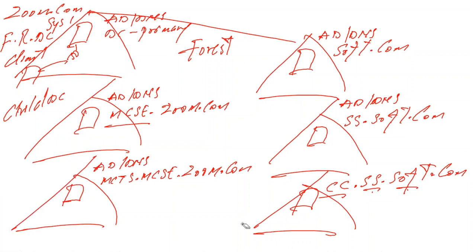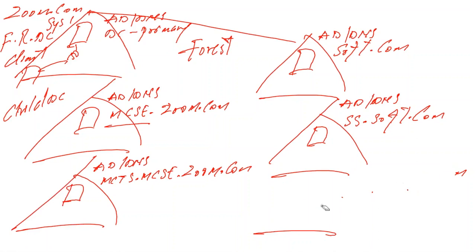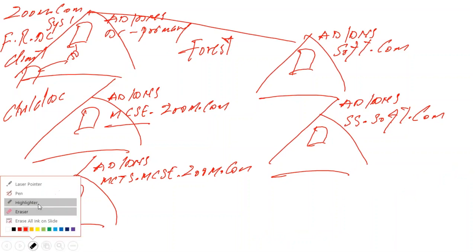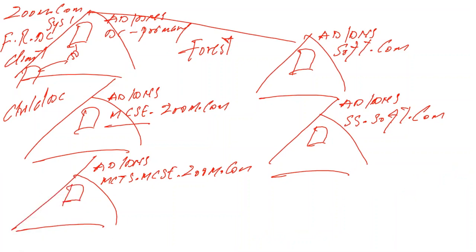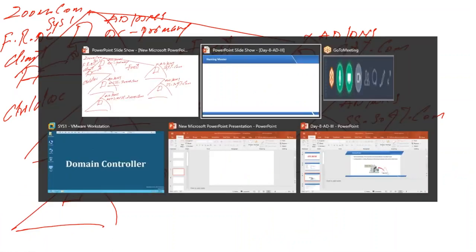Can we remove the CC domain? Yes. When I'm removing this CC domain, this information will update to my SS domain, then soft.com, then zoom.com. This information is updated by your naming master here. That's why Microsoft is saying the naming master is doing two jobs here.